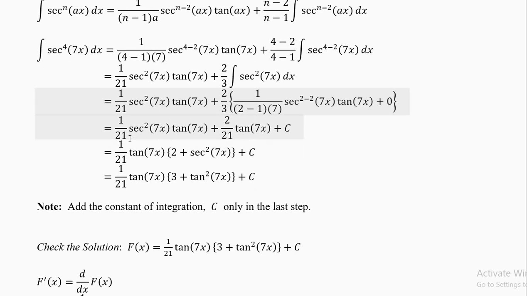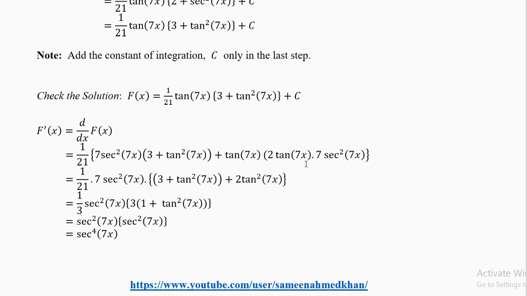You can take 21 common, you can take tangent common, you'll get 2 plus secant square, which is equal to 3 plus tan square. You can do it like that. You can convert the tangent to secant square or secant square to tangent. Or if you want, you can keep both, but that is normally not done.